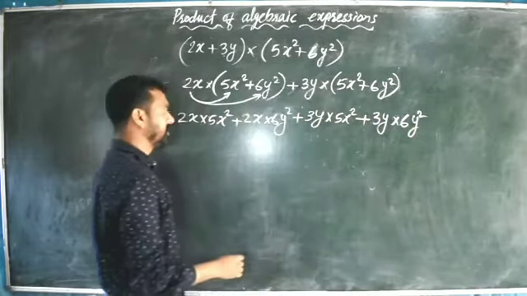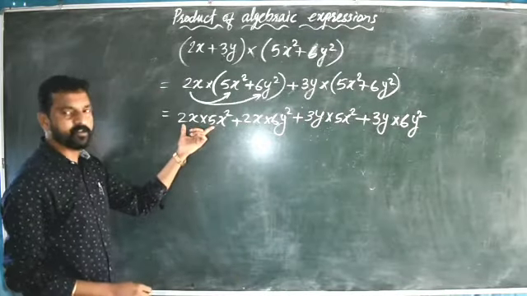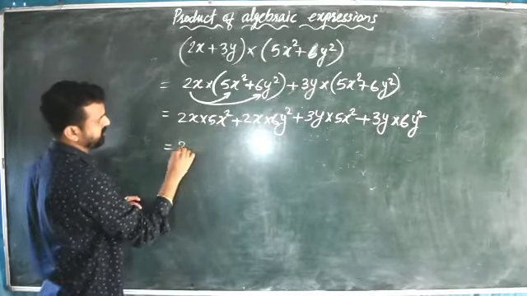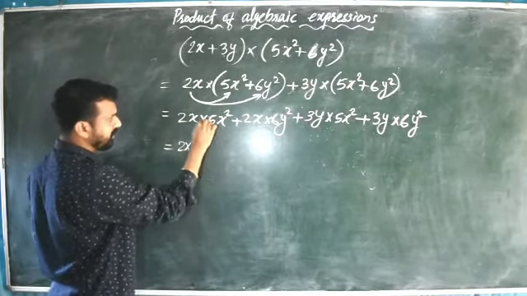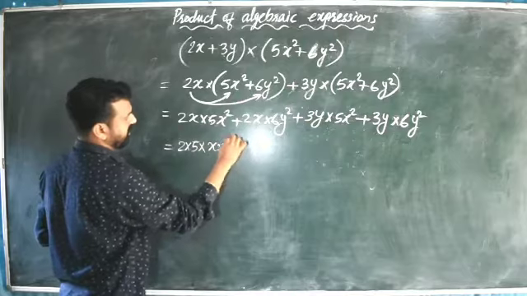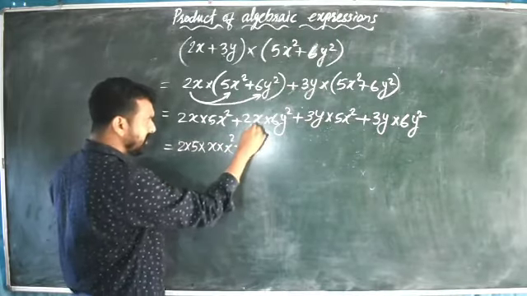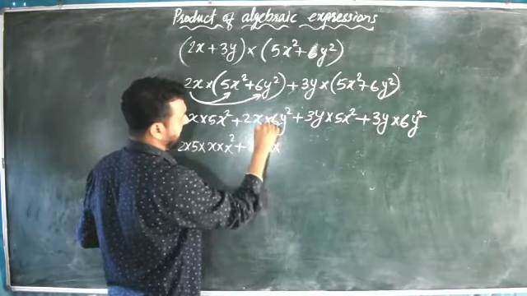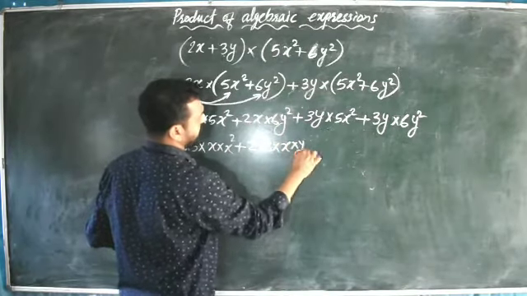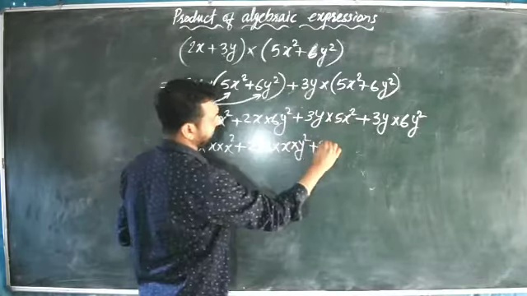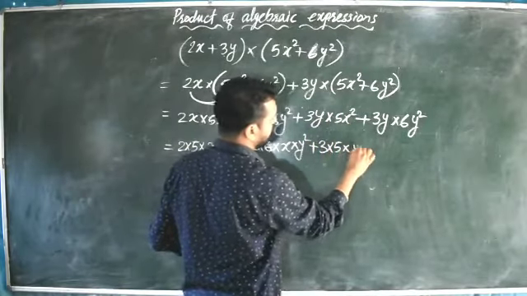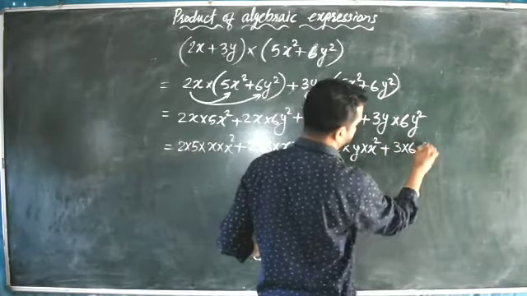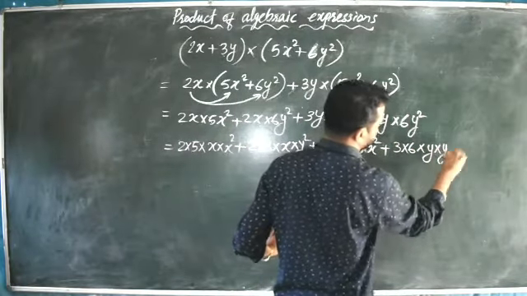Now multiply these two monomials by multiplying the coefficients of the monomials first, that is 2 into 5 into x into x square, plus the second monomial into monomial, 2 into 6 into x into y square, plus 3 into 5 into y into x square, plus 3 into 6 into y into y square.